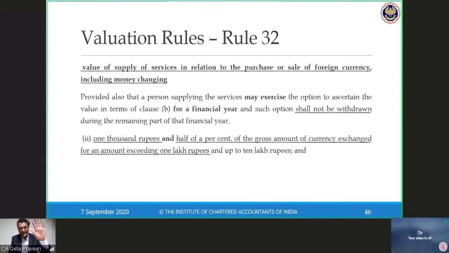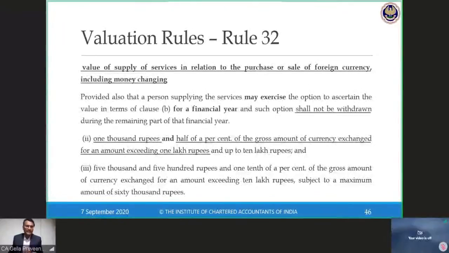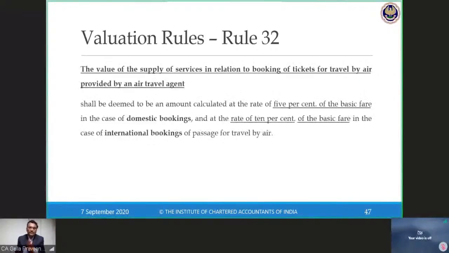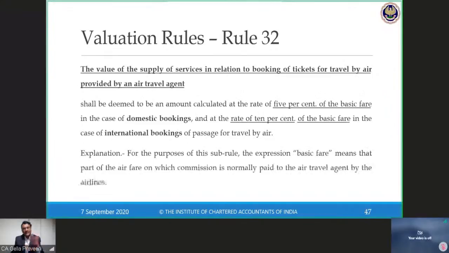Institute material has got decent examples. For want of time, I'll skip this valuation computation. This is important: air travel. This is most important for air travel agents. In relation to an air travel agent, what this provision says is, if it is a domestic travel, 5% of the basic fare is my transaction value. If it is for international travel, 10% of the basic fare is my transaction value.